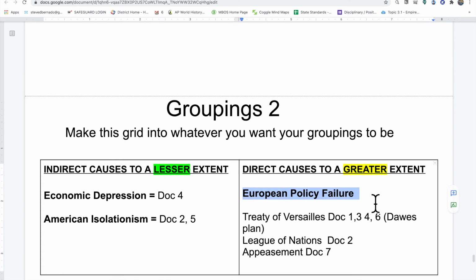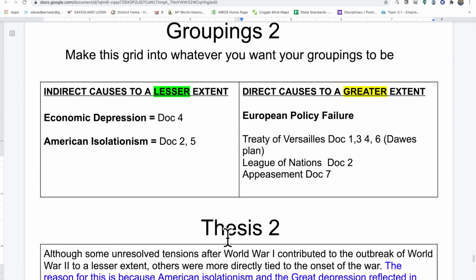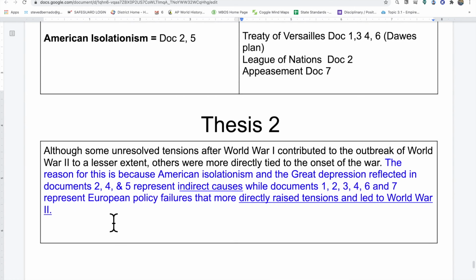What are those European policy failures? You have the Treaty of Versailles represented in documents 1, 3, 4, and 6, and the Dawes Plan as well inside those. The League of Nations in document 2, and the policy of appeasement in document 7 were all under the direct control of Europeans. They created these policies which failed, raised tensions to a great extent, and contributed to the cause of World War II. What would this thesis look like?